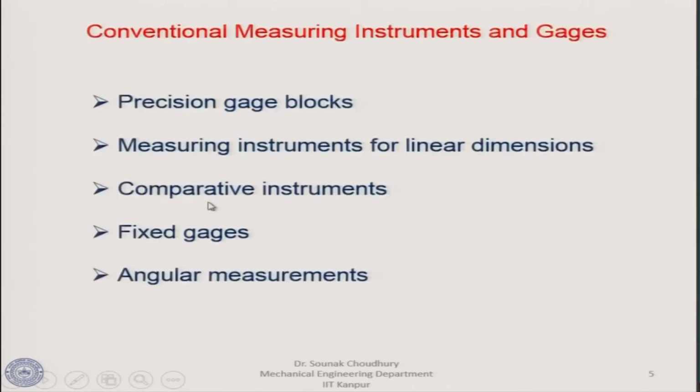Now, conventional measuring instruments and gauges are the following: precision gauge blocks, measuring instruments for linear dimensions, comparative instruments, and fixed gauges for angular measurements. Most of these measuring tools we will see in the laboratory when I show you inside the laboratory. Before that I will give you a presentation with all the tools, and we will show the actual tools used in the laboratory.